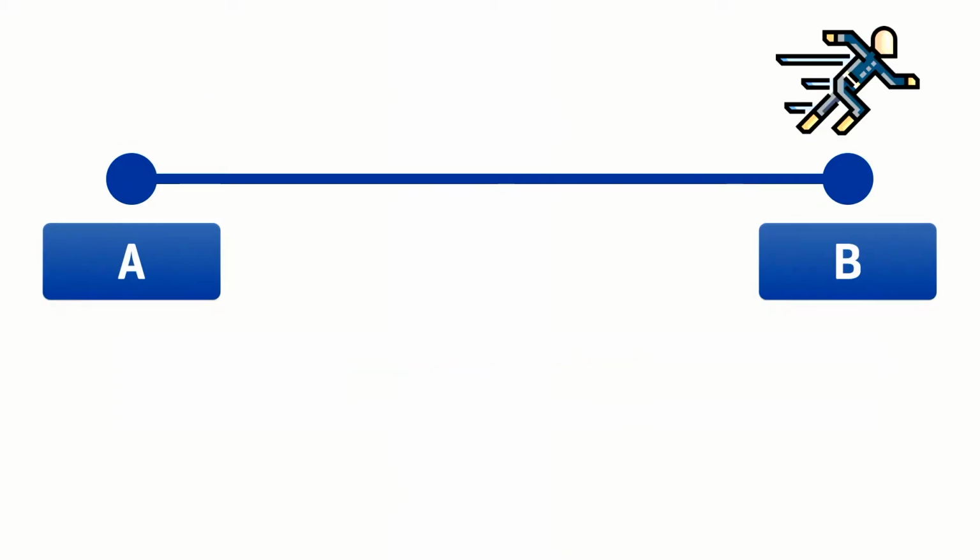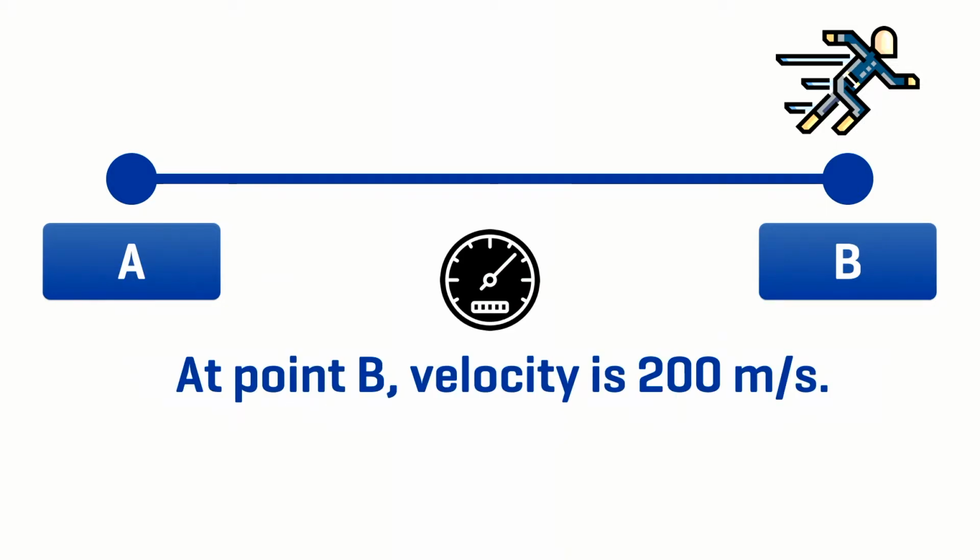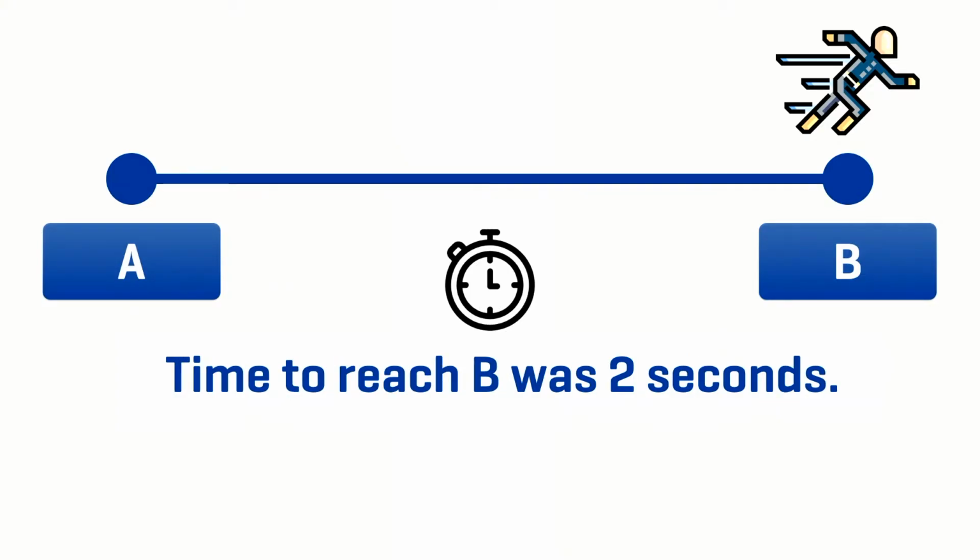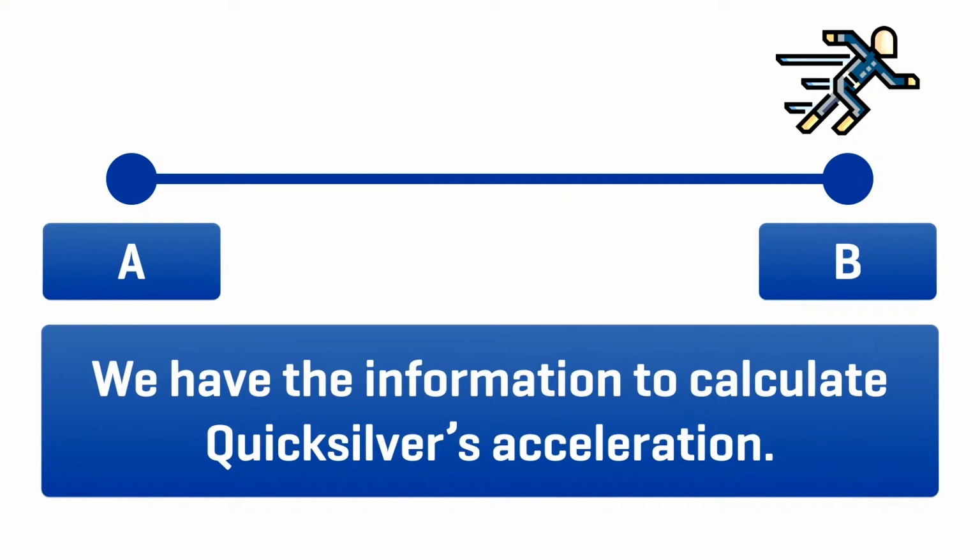Now, Quicksilver completes the journey from A to B, and we find that when he reaches point B, his velocity is 200 meters per second, which is quite fast. The time to reach B was 2 seconds. With all of this information, we have what we need to calculate Quicksilver's acceleration. Let's do a recap on the information that we've got.